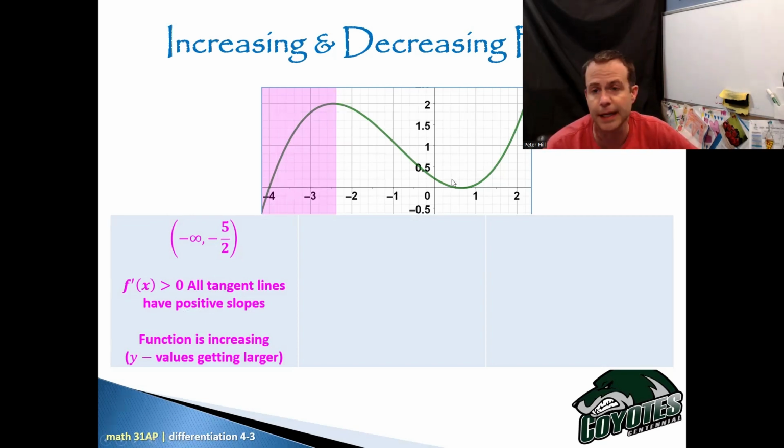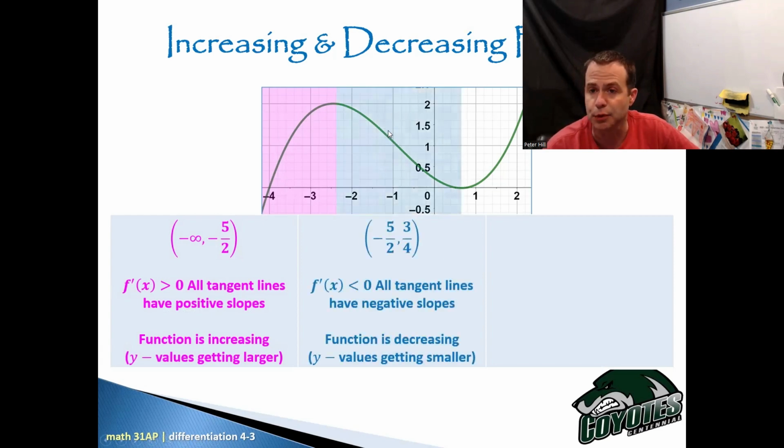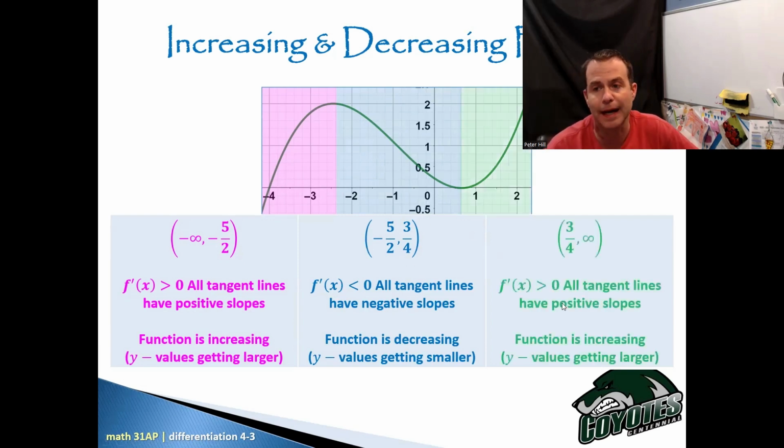Now, you should be able to realize that the next section is going to go from there to there, and I have that as a blue section here. So it's from negative 5 over 2 to 3 over 4. Here, the derivative will be less than 0. All the tangent lines will have negative slopes. And that tells us, because the derivative is negative, the function itself is decreasing. The y values are getting smaller and smaller. Then from 3 over 4 to positive infinity, we're back to the derivative being positive. The tangent lines will all have positive slopes, and the function will be increasing.